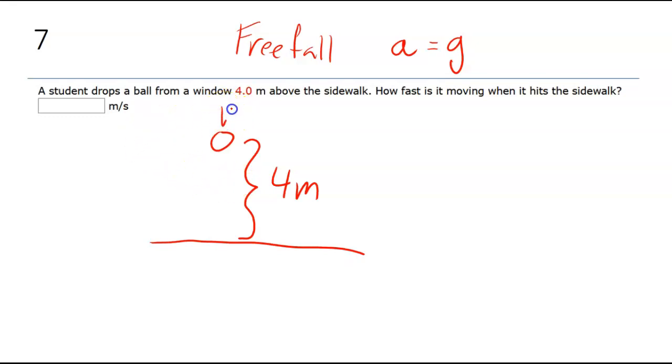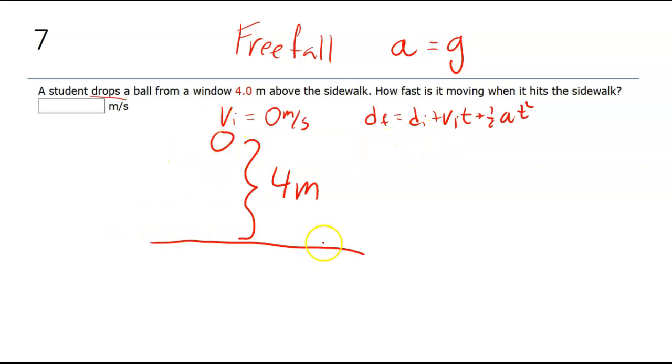And we're assuming that my initial speed, anytime you see drop, you're assuming that your initial speed is going to be 0 meters per second. Looking at our kinematic equations, df is equal to di plus vit plus 1/2 at squared. Since everything is moving downward, I'm just going to choose downward to be my positive direction.